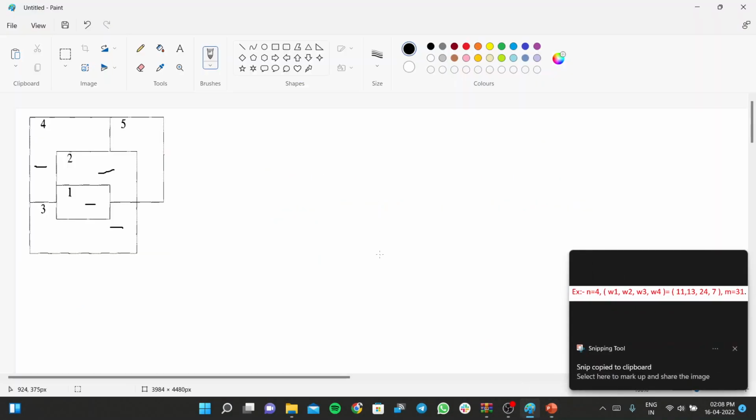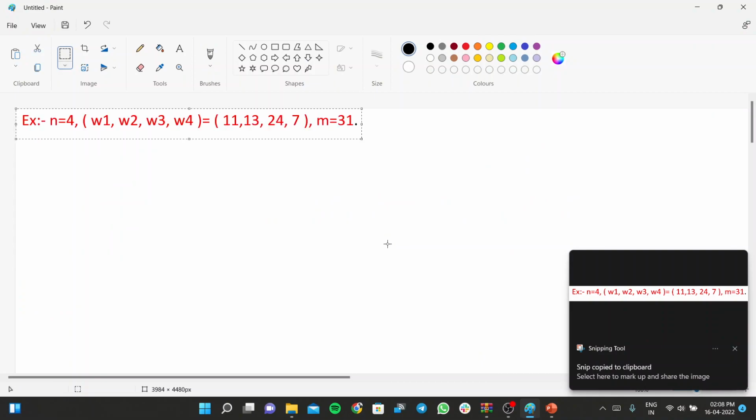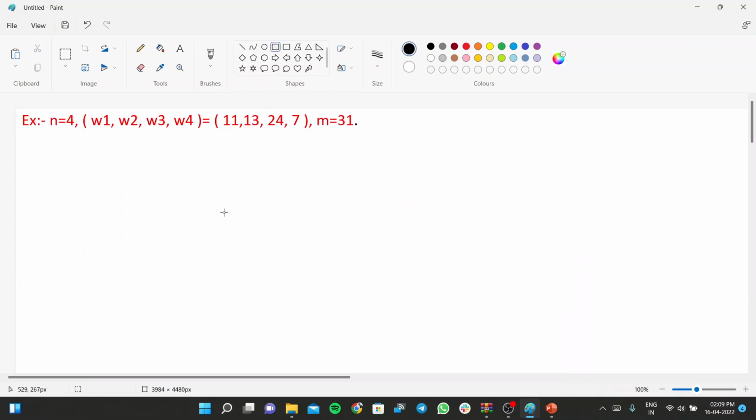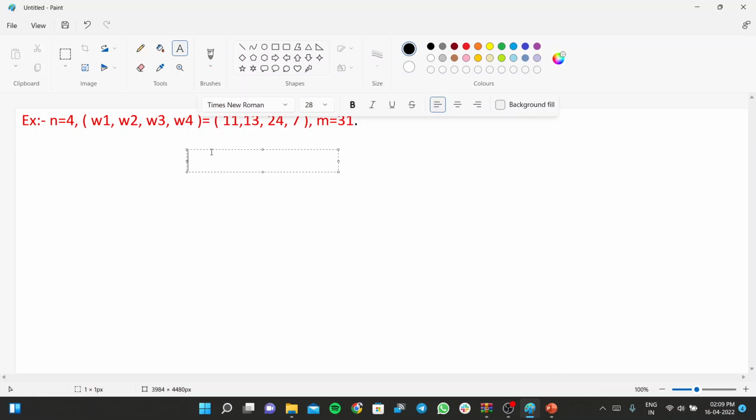So we will consider this example in Paint. Initially we will just add all the weights. 11 plus 13 plus 24 plus 7 gives me 65. Now I'm going to write my initial matrix as 0 comma 55. After writing it, I will write a state space tree like this.